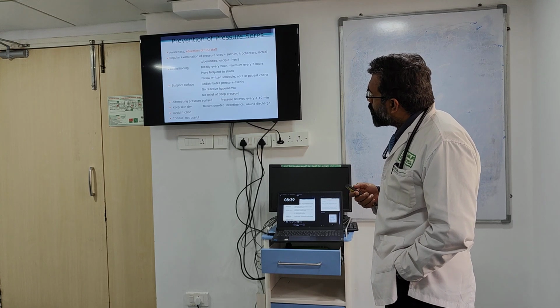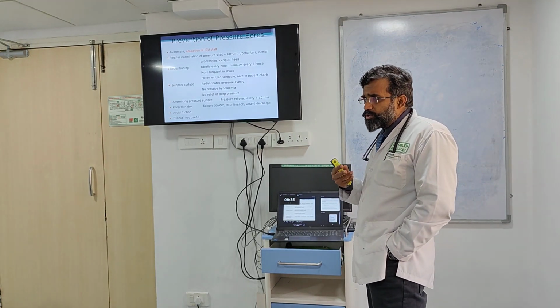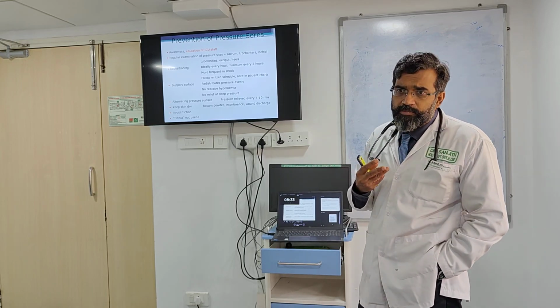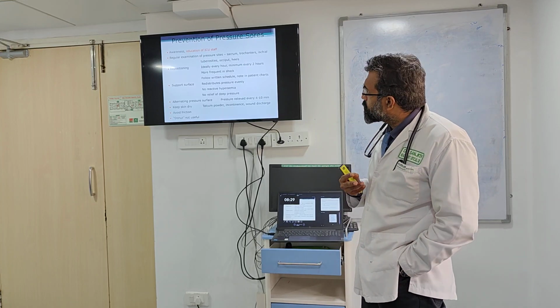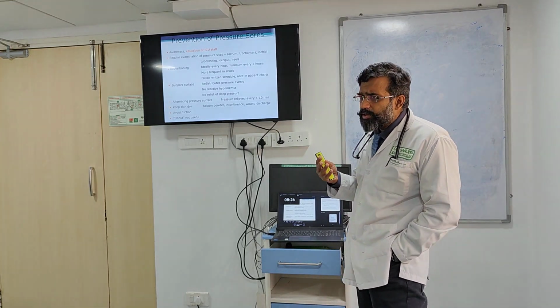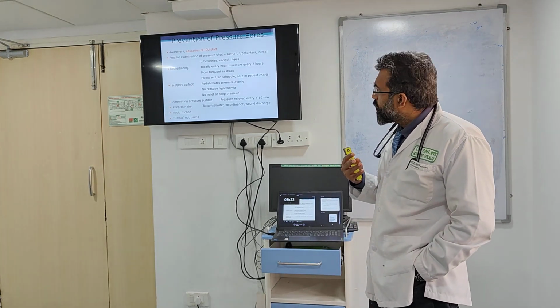So how to prevent this? The entire thing is to educate. This is what we're doing now. We have to be educated enough to understand that if I keep a person in a position for more than 2 hours, there is going to be a pressure sore. This is the first key: regular examination. So sacrum, trochanter, ischial tuberosities, occiput, heels, have to be looked at.